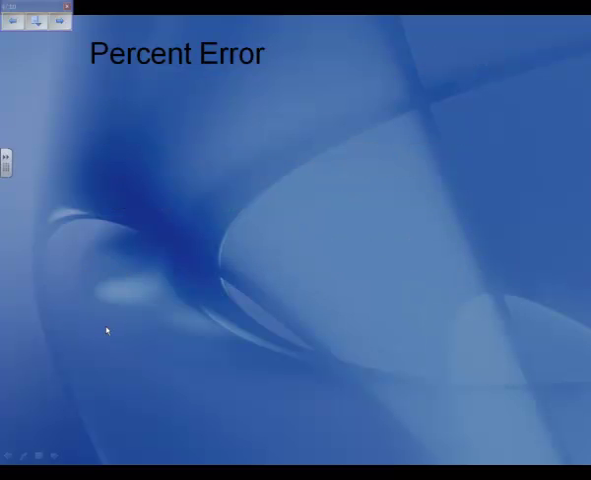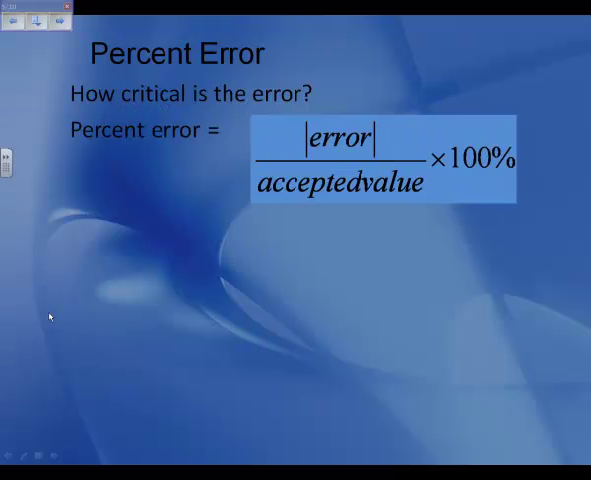Let's look at percent error, because on some tests, if you miss 12 questions, you can get an 88% and that's good. But what if there's only 15 questions? You're in trouble now. You got a 33% on that. So what we're really looking at is how critical that error is. Is it a really bad error or just a small error in the grand scheme of things? So we use percent error for that.